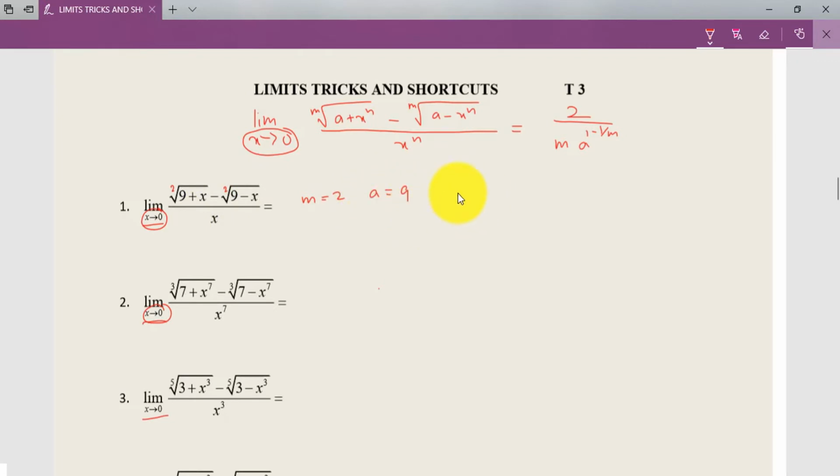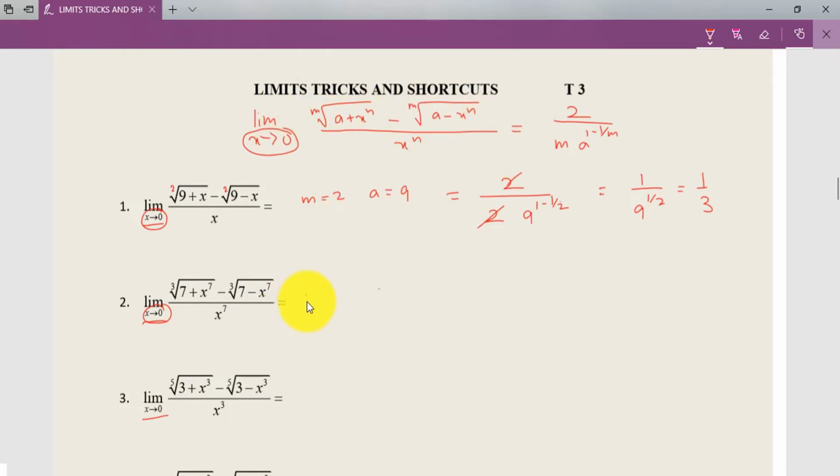So your answer will be simply 2 over 2, and a value is 9, to the power 1 minus 1 by 2. Now this 2 and this 2 get cancelled, so it is 1 divided by 9 power 1 by 2, or simply you can write 1 divided by 3, because this becomes square root of 9 and it is 3. Now again I hope you don't have any problem when the formula is already given, right?